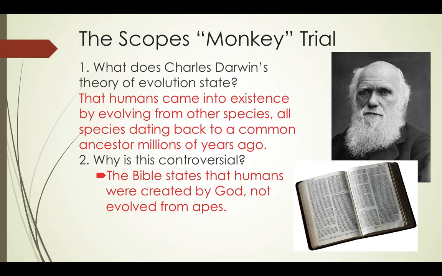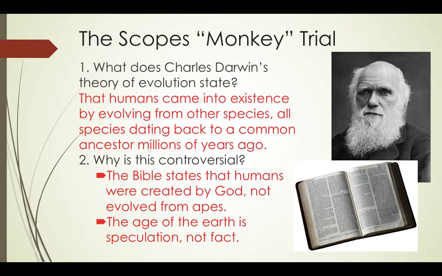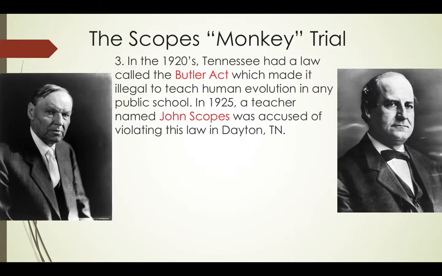The biggest part of that is because the Bible and other religious texts state that humans were created by God, not evolved from apes. So how could Charles Darwin say something that seems to contradict the Bible in such a way? A second component of this theory that is controversial is that it asserts the age of the Earth to be millions or billions of years old as factual, whereas the age of the Earth is speculation, not fact. You can't tell for sure exactly how old the Earth is, so that was a little bit controversial as well.